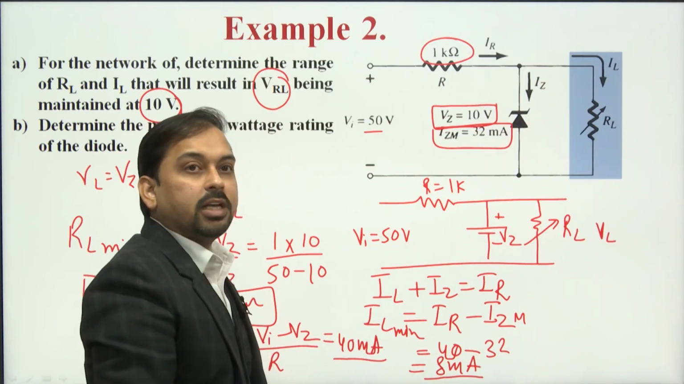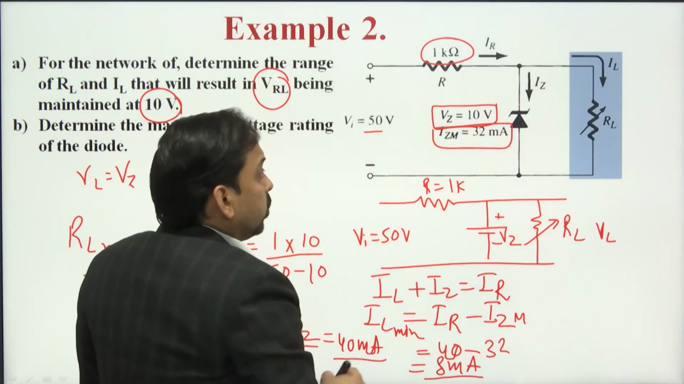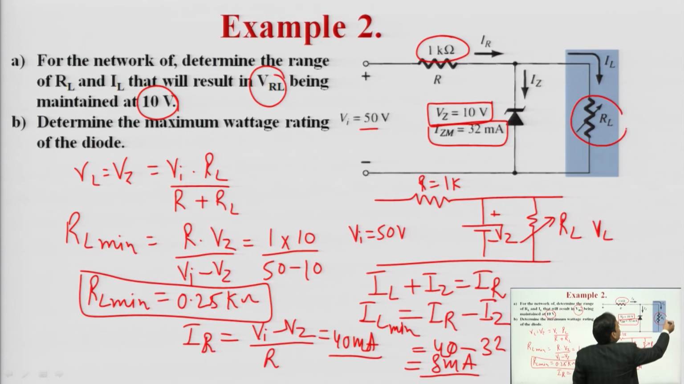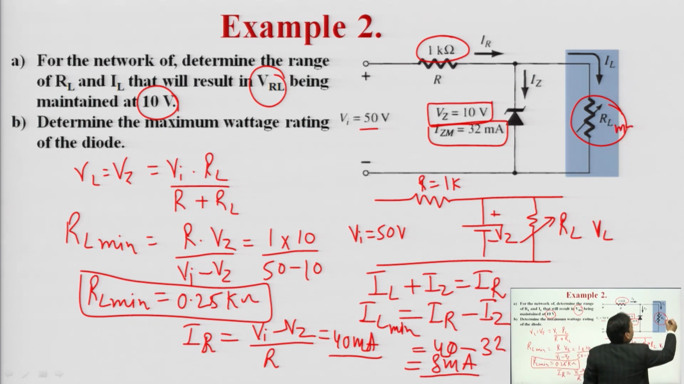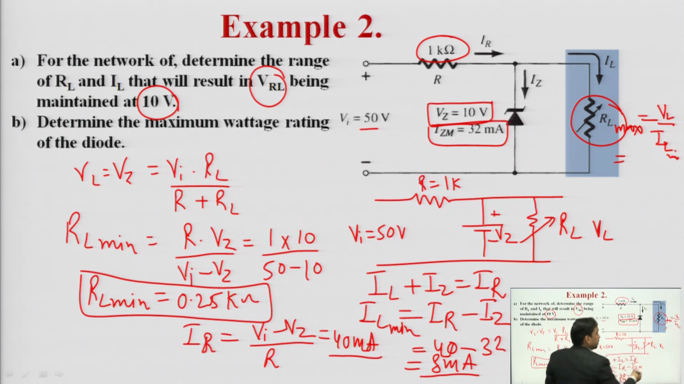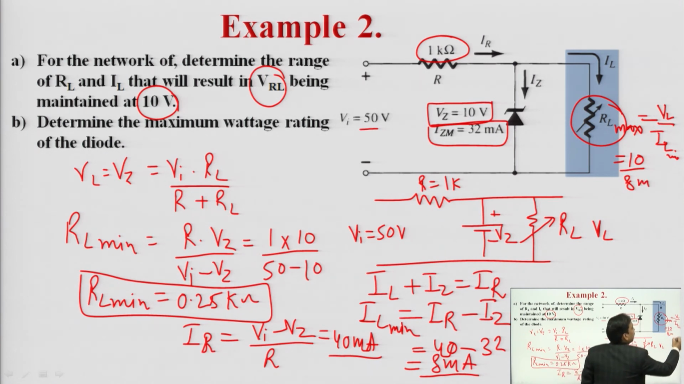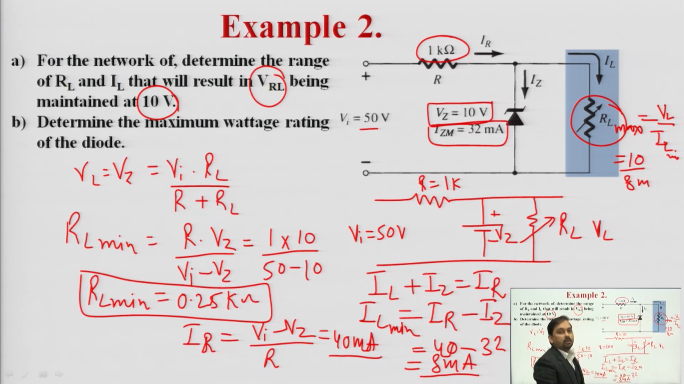Now, we will be utilizing this 8 milliampere to calculate the maximum value of load resistance, because when current is minimum, then RL maximum will be nothing but VL by IL minimum. So, VL is fixed, 10 by 8 milliampere. In this way we can calculate the value of load resistance.